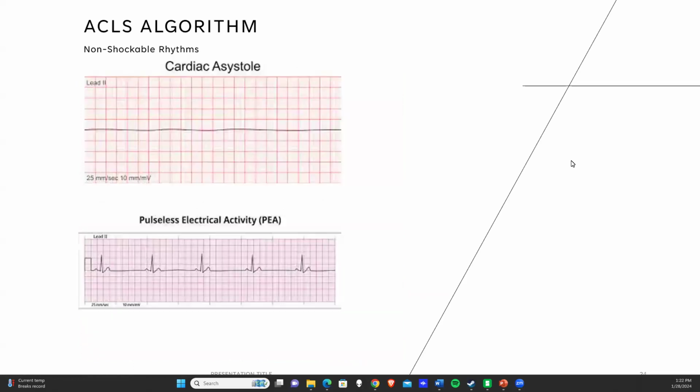The next two rhythms here, cardiac asystole, this is essentially the flat line, no rhythm. That's when the machine is typically giving you the feedback of that monotone, just long beep. The heart is not functioning at all. And then the pulseless electrical activity, if you actually look at it, you will see a rhythm on the machine or on the readout. But when you actually go to feel for a pulse, you won't feel anything. So that's pulseless electrical activity. And at that point, the only thing that you can do is really CPR.